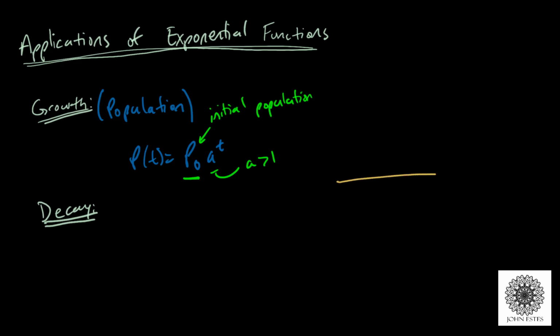If you remember, when we looked at graphs of exponential functions, if a was greater than 1, you had to graph something like this. And this particular function is going to cross the y-axis at p naught. In other words, when t is 0, that's how much we start out with. And then as t goes on, it's going to just grow exponentially. So that's what population growth looks like. And we can easily look at examples of this, and I'm going to show you one now.